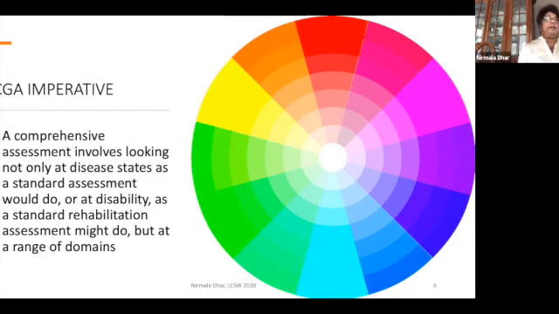A comprehensive assessment involves looking not only at disease or symptoms, as we do in a standard assessment, or at disability, or at whether there is potential for rehab, but at a range of domains, and more importantly, how these domains interact. Next slide.